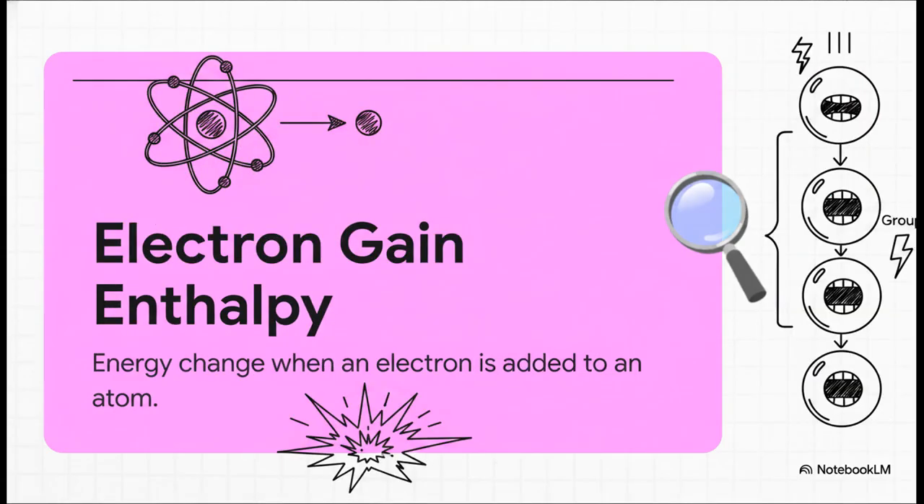Next, we have the exact opposite concept, electron gain enthalpy. This is the energy change that happens when an electron is added to an atom. Some elements, like the halogens over in group 17, are absolutely desperate for just one more electron to achieve stability. Because of that, they possess the highest negative values for this specific metric.